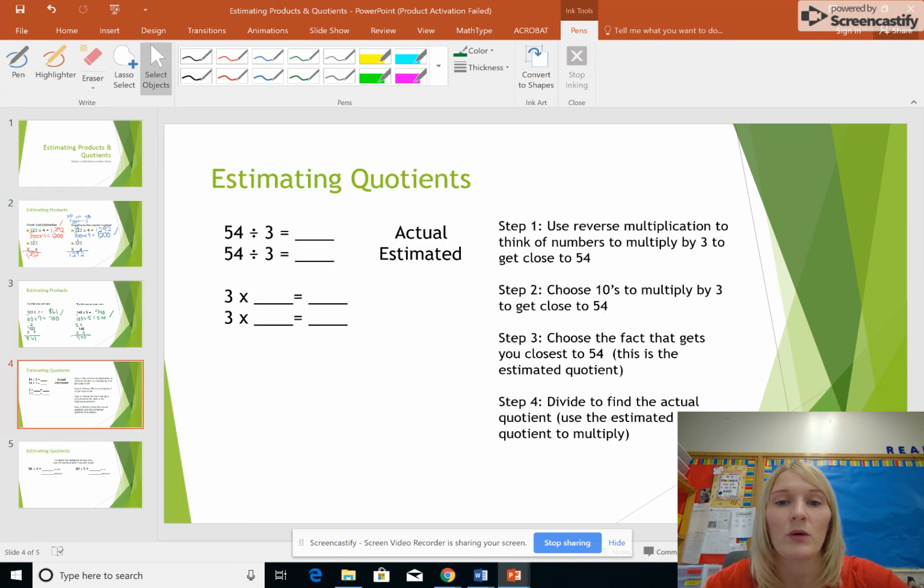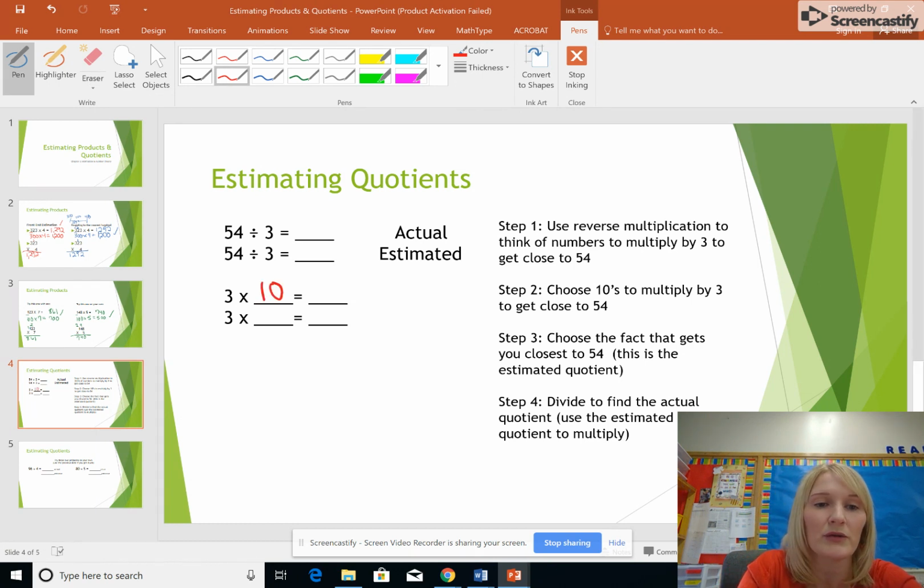And then we're moving on to estimating quotients. This is kind of a step process, so I wrote down steps for you. I want you to use the steps to find the estimated and actual quotients. Step 1 says use reverse multiplication to think of numbers to multiply by 3 to get close to 54. So over here, I'm going to start with those multiples of 10. 3 times 10 is 30. 3 times 20 is 60. 54 is in the middle of those two numbers, so I'm just going to use those two facts. Which one is 54 closest to? It's definitely closer to 60. So I'm going to say that my estimated quotient is about 20.